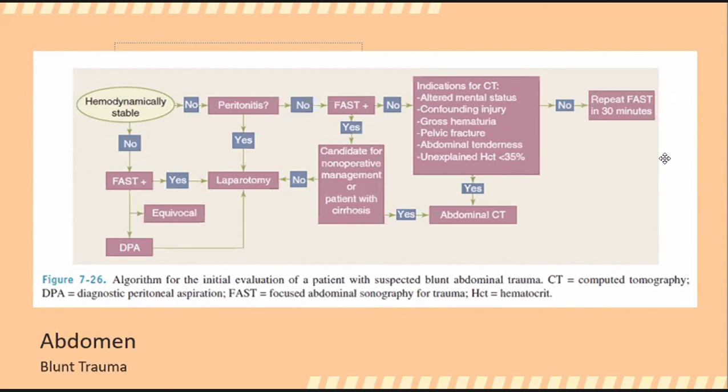Yan yung pinaka-basic. If wala, we can do further workup. We can do CT scan. And if nakita na may pneumoperitoneum, kung may ruptured viscus, if may fluid collection, if severe yung liver splenic injury, grade 3, grade 4, may renal liver splenic injury, OR you have to.